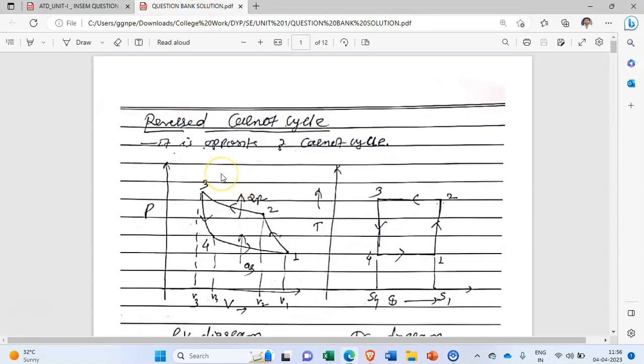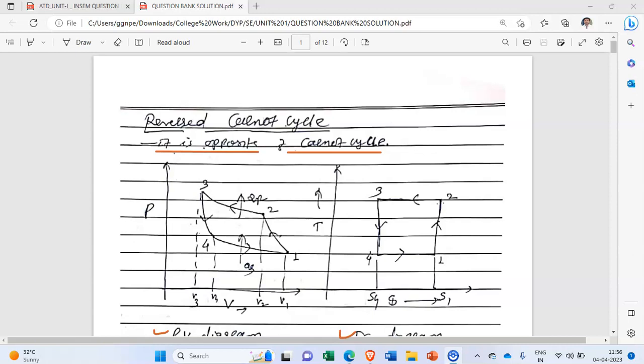This is the question I have answered here. Question number 1: what is reverse Carnot cycle? Everybody knows what the reverse Carnot cycle is. It is the opposite of the Carnot cycle, right? If you see this diagram on PV and TS diagram, there are four processes: 1 to 2 is isentropic compression, 2 to 3 is isothermal compression, 3 to 4 is isentropic expansion, and 4 to 1 is isothermal expansion. During process 4 to 1 heat is absorbed, and from process 2 to 3 heat is rejected. That is, here there is a condenser.